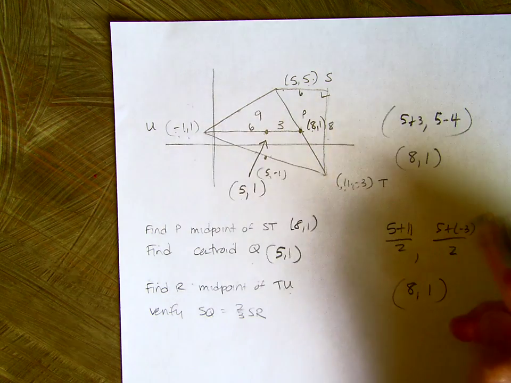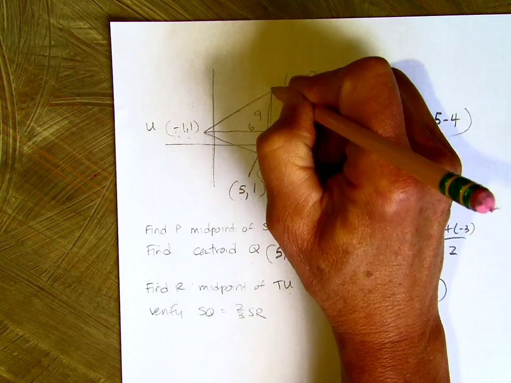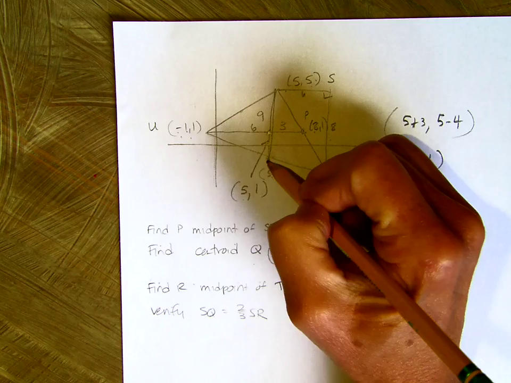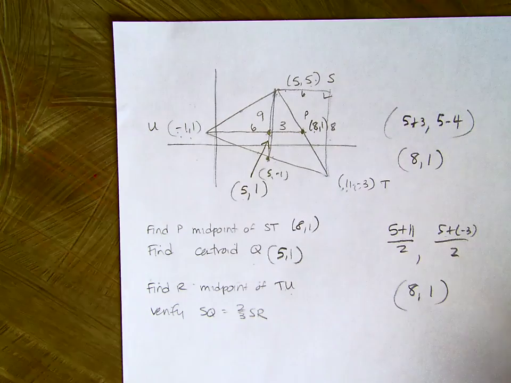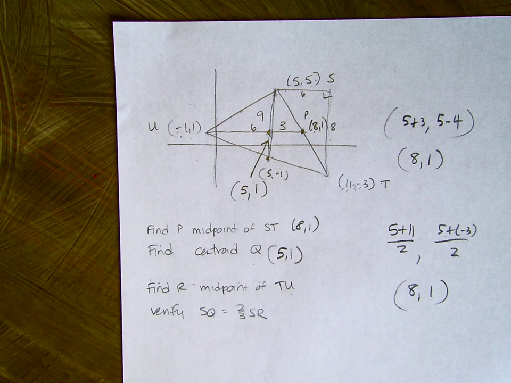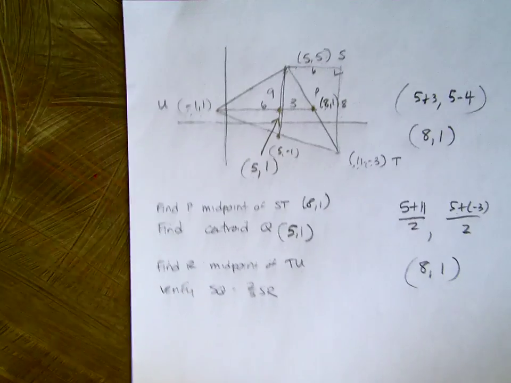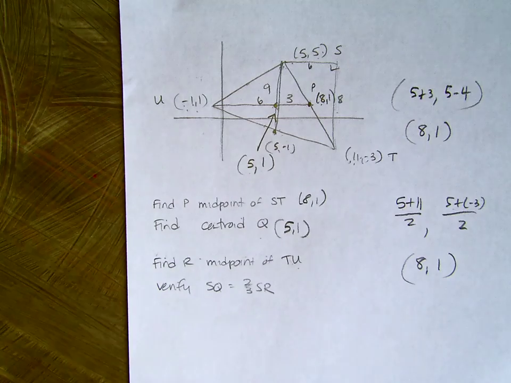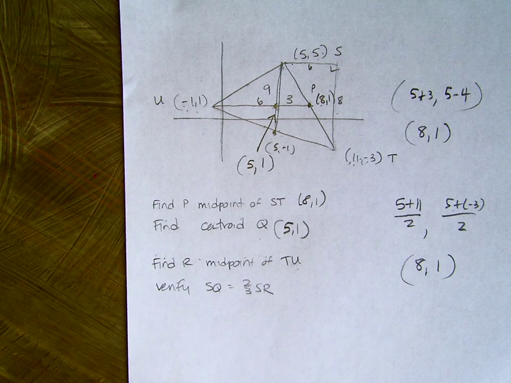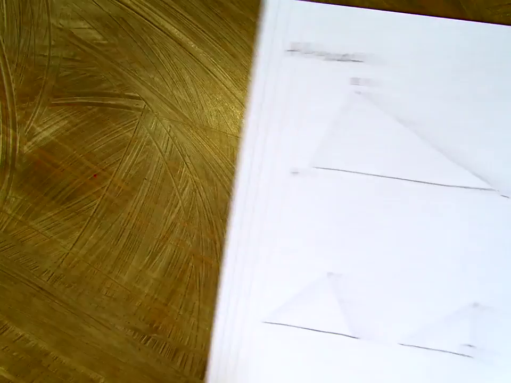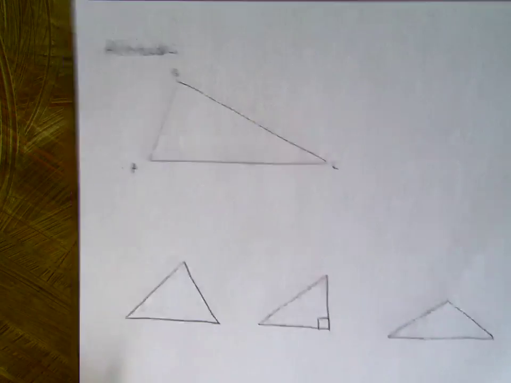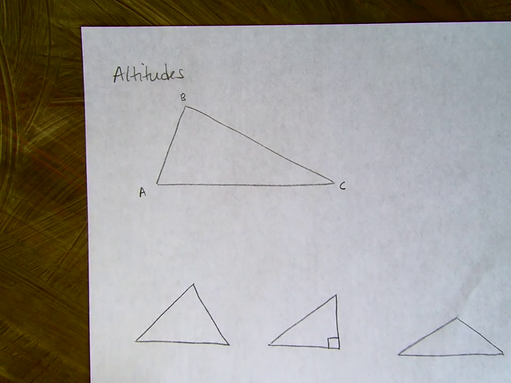1 minus 3 is negative 2. Half of that is negative 1. The midpoint there is 5, negative 1. And then they want you to verify 2/3, that's 1/3. See how all that beautiful coordinate geometry works. Centroids, 2/3.